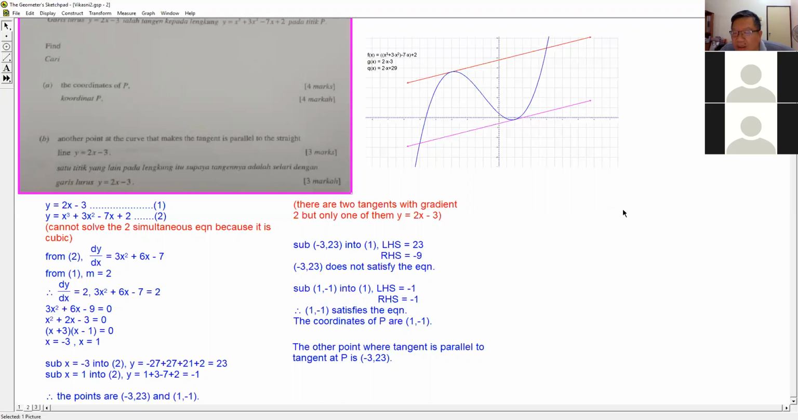So, any question? Okay, understand. Did I make any mistake or not? Liu Ying, got any careless mistake or not? Please check. Sometimes I add the numbers wrongly.